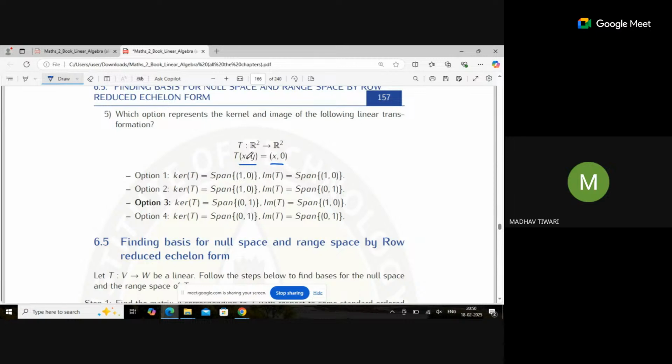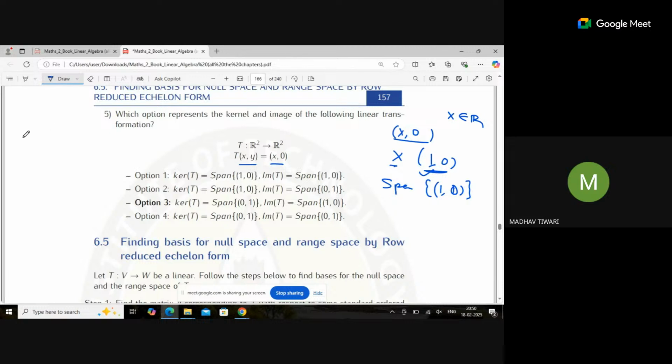As I said already, the range space consists of all the points in this form (x, 0) where x belongs to the real numbers. So I can write it as x times (1, 0). So it is a linear combination of this vector (1, 0). So it is going to be the span of the set that has only this vector (1, 0). It is my range space.